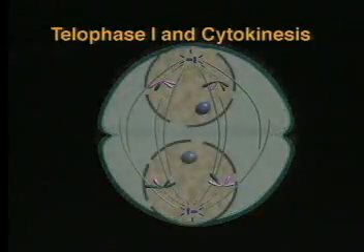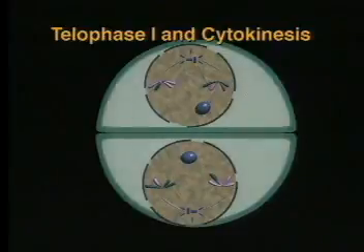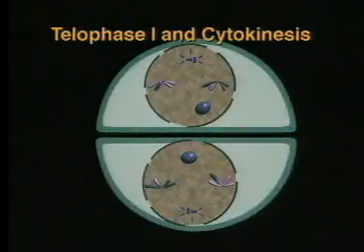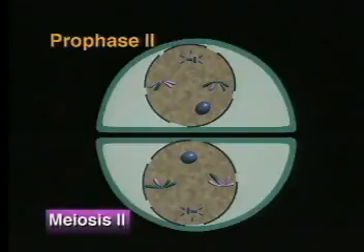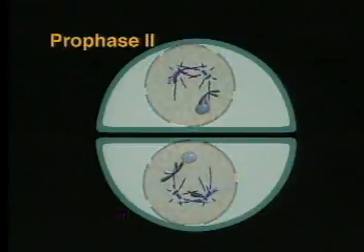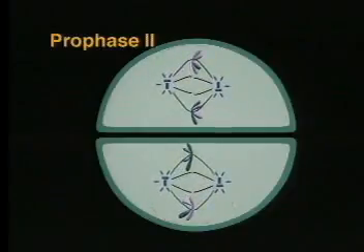Cytokinesis usually begins, forming 2 daughter cells. At this point, new nuclear envelopes may or may not be formed, and the daughter cells begin preparation for meiosis 2. In meiosis 2, if nuclear membranes were formed, they disappear, and the chromosomes again become visible. A new spindle apparatus appears at right angles to the one formed in meiosis 1.